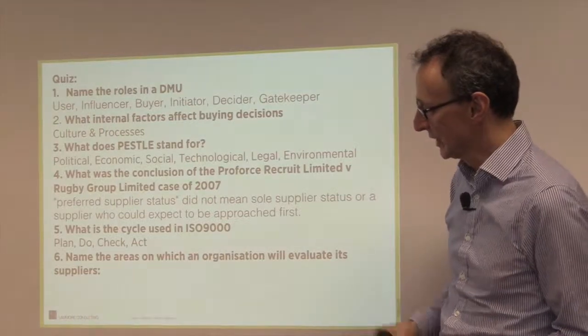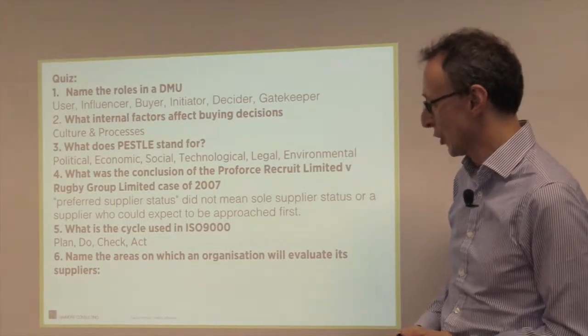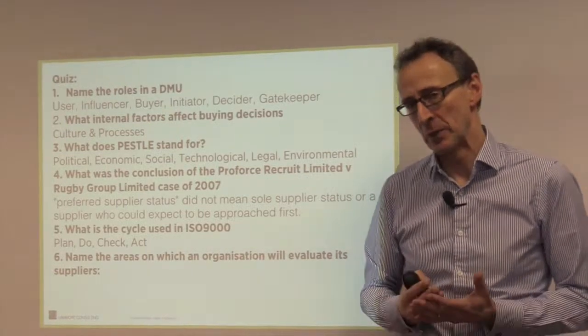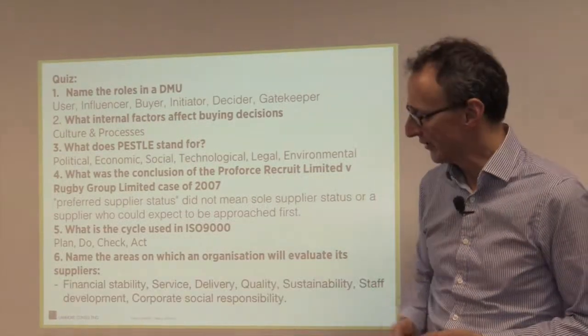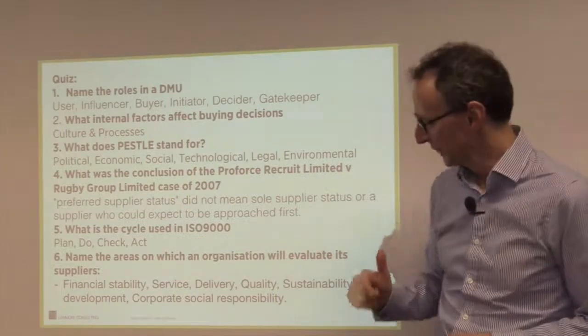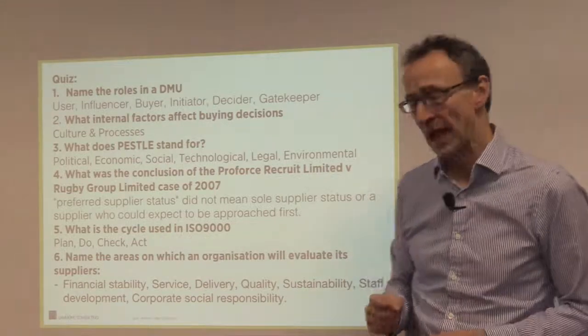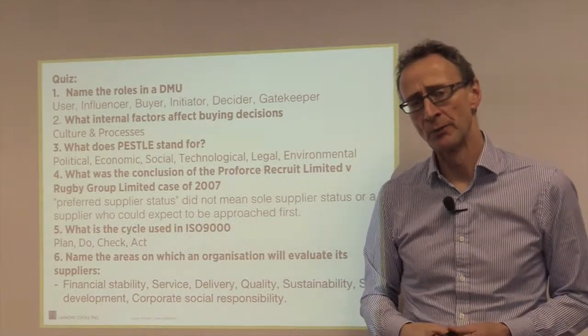And then lastly, name the areas on which an organisation will evaluate its suppliers. We just touched on that. Typically, there will be 7, and these are financial stability, service, delivery, quality, sustainability, staff development, and your corporate social responsibility.